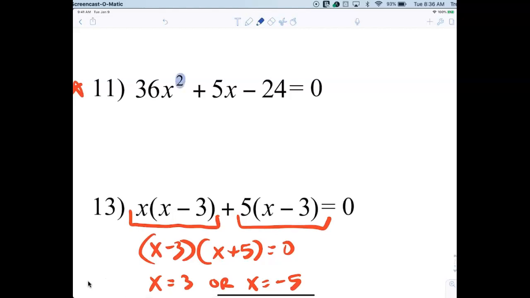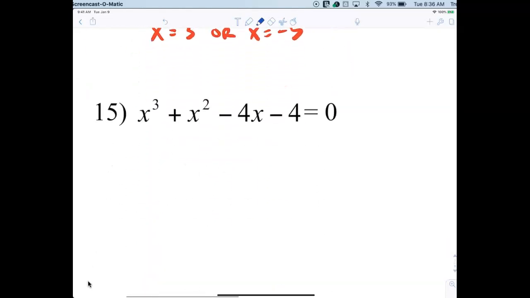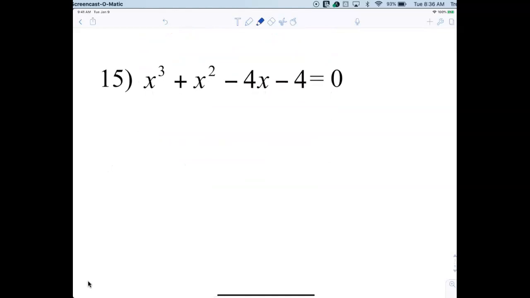Now I want to say something here real quick because I should have said this earlier. The exponent determines the number of solutions. So because that's a quadratic, or something to the second power, that means there's going to be how many solutions? 2. So now, when I get to something like 14, there's probably going to be how many solutions?